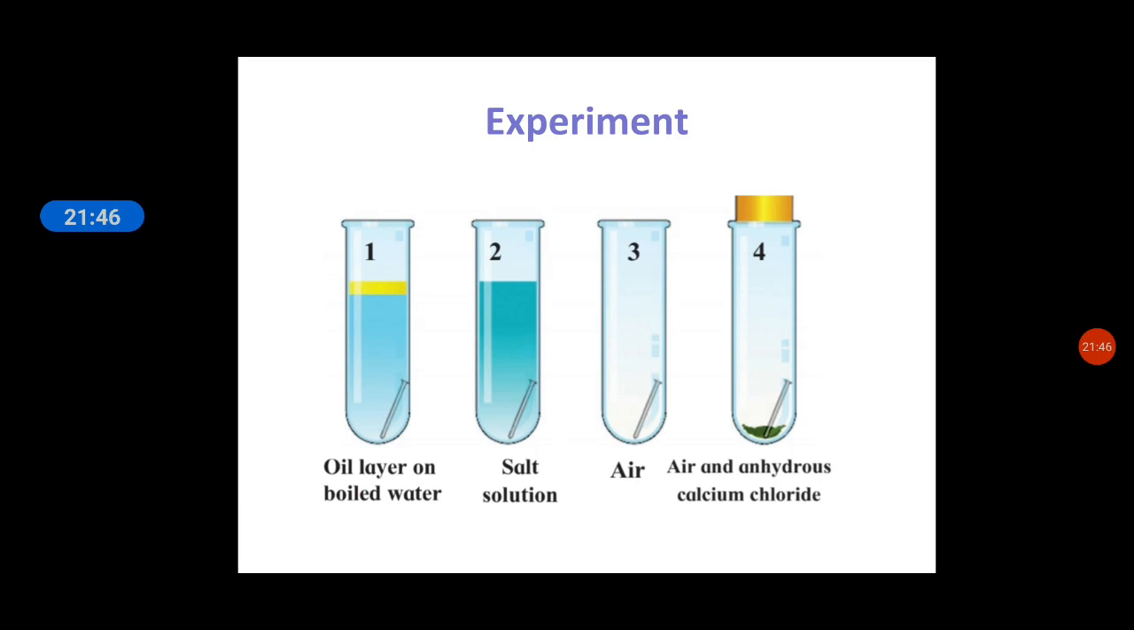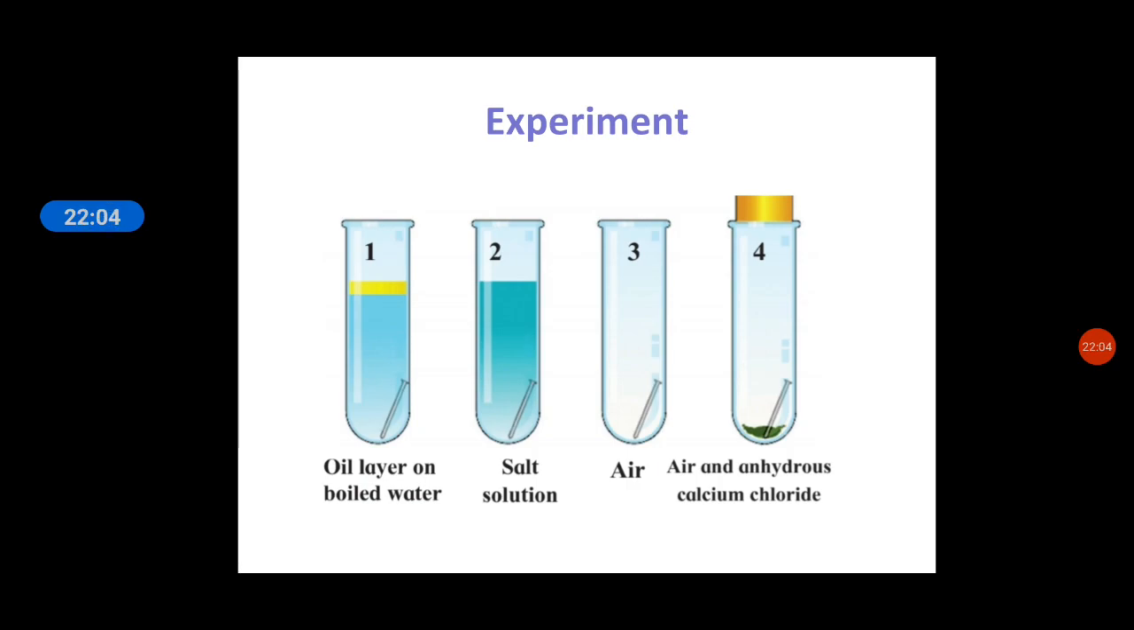Now the apparatus is your 4 test tubes, 4 small iron nails, rubber cork, etc. The chemicals we are using are anhydrous calcium chloride, oil, boiled water, etc. Now let's see the procedure. Place 4 test tubes on a test tube stand.